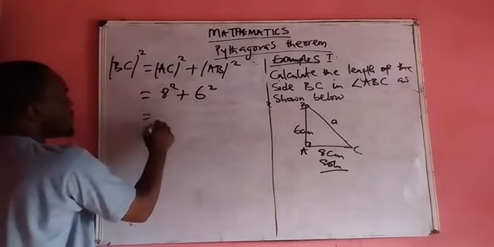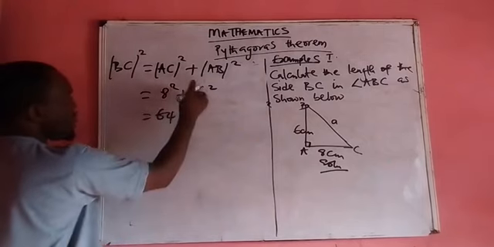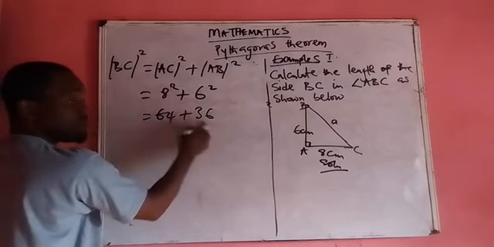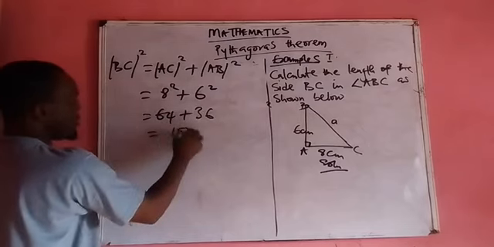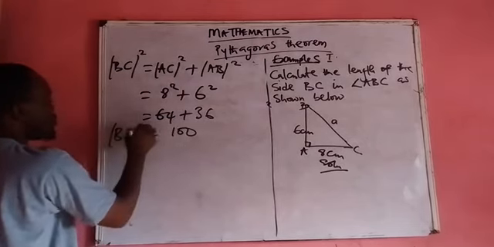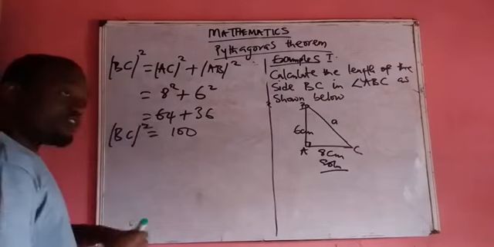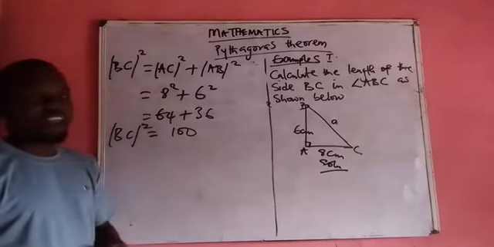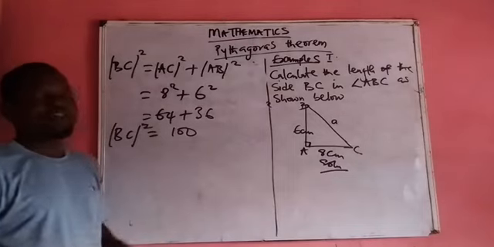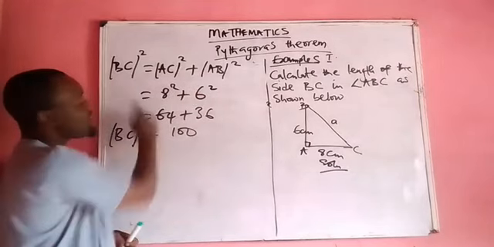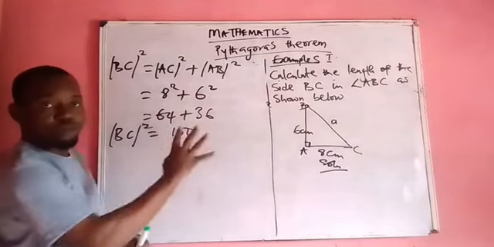Now, 8 square will give us 64, while 6 square will give us what? 36. Summing these two together, we have 100. Remember, we have BC square. Now, in a mathematical term, we say what? We square root both sides. But sometimes, in a layman term, we just say, take this square and cross equal to. And the moment a square crosses equal to, it becomes a square root.